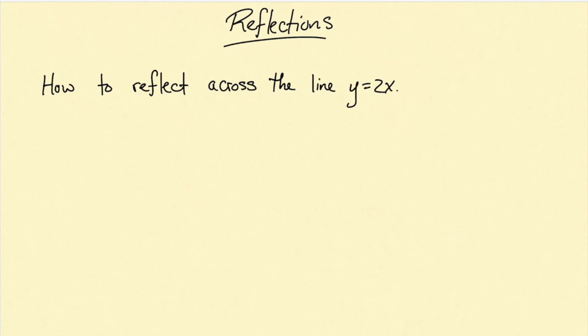To see why we might consider using different coordinate systems, let's think about reflections. Suppose we want to figure out how to reflect across the line y equals 2x. We can understand this operation geometrically as follows.